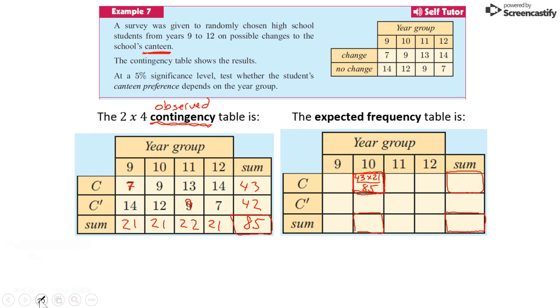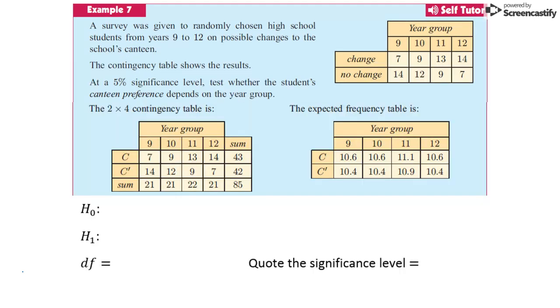Okay. If I wanted to do, for example, this cell right here, this would be seniors who don't want canteen change. So there were 42 total here, the column total is 21, and the table total was 85. So that would be 42 times 21 divided by 85. And if you do those for the remaining cells, you should end up with what you see on the board here regarding the expected values and the sums.